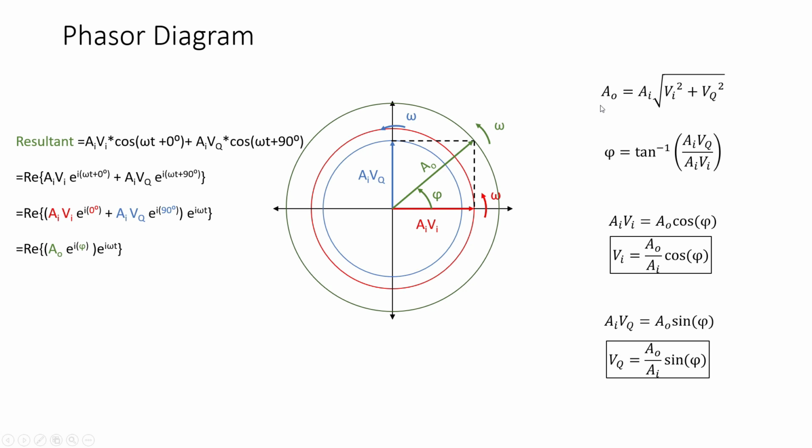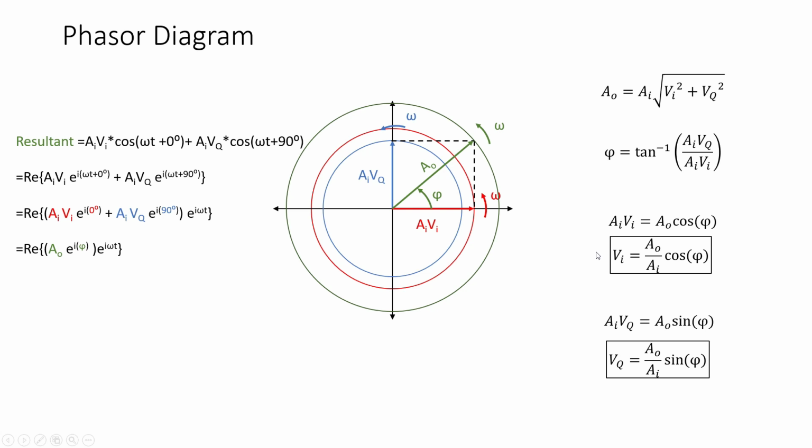The magnitude of the resultant component is given by AI times the square root of Vi squared plus Vq squared, and the phase is given by tan inverse of AI Vq divided by AI Vi. Since A0 and phi are the required output, we need to establish the relationship between Vi, Vq, phi and A0, which can be easily obtained from this diagram. Simply projecting the A0 component along the x-axis gives AIVI equal to A0 times cos phi, as shown in this equation.